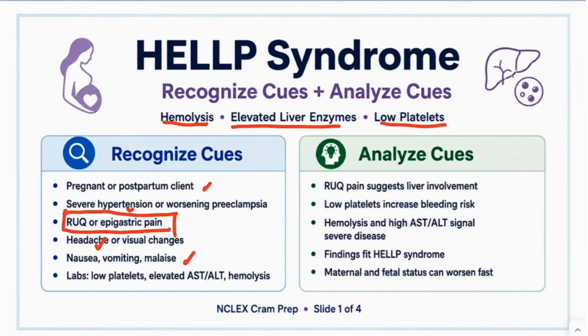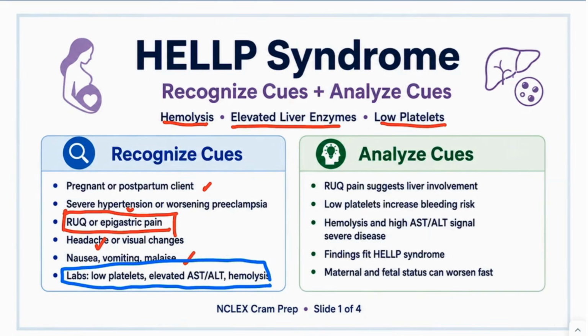Now, let's look at the labs, right? Look at these labs. So the platelets are dropping. You see the AST and ALT, which are liver enzymes that are also elevated. And then you see evidence of hemolysis. But recognizing individual findings like this is not enough.